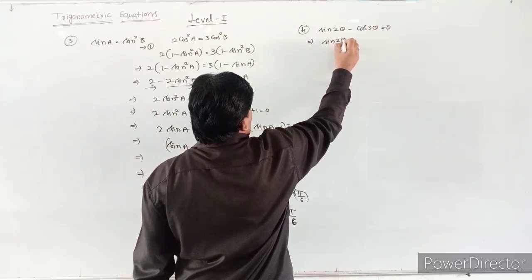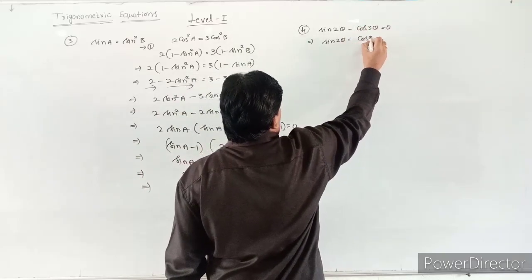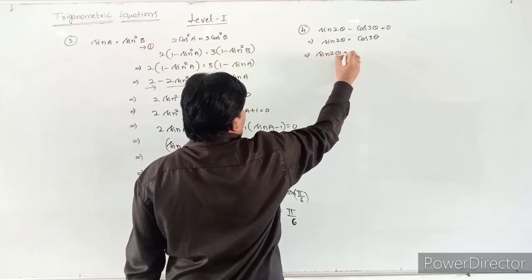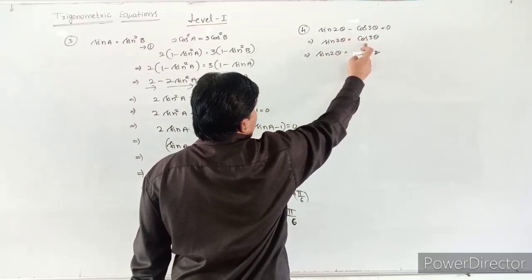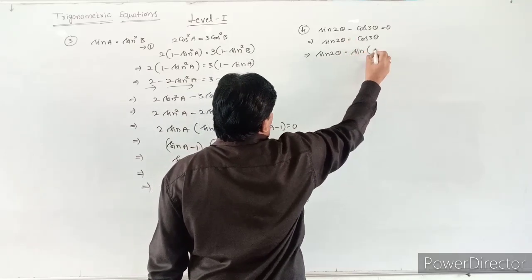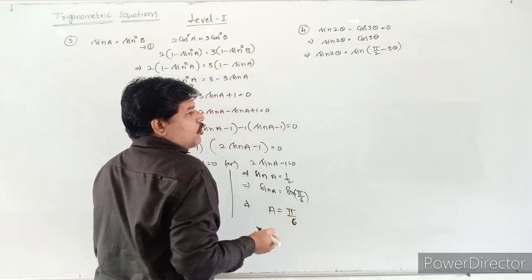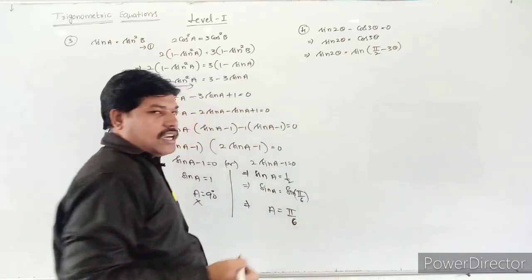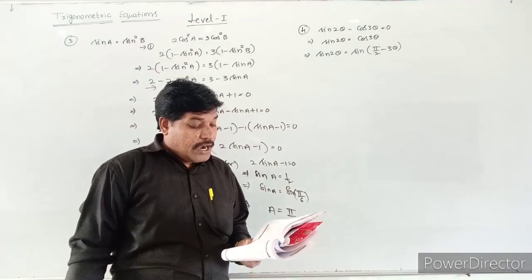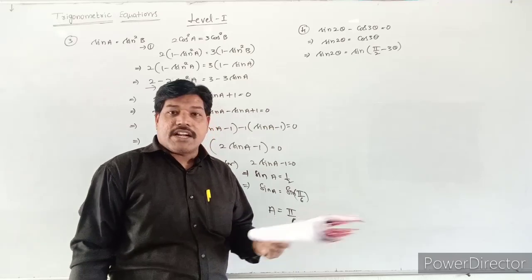Sin 2 theta is equal to cos 3 theta, after taking this term to the other side. On the LHS we have a sine, so we have to change the RHS also into terms of sine. We can take it as sine of pi by 2 minus 3 theta. They are asking for the principal solution. And theta is acute, so here they have already given the angles.